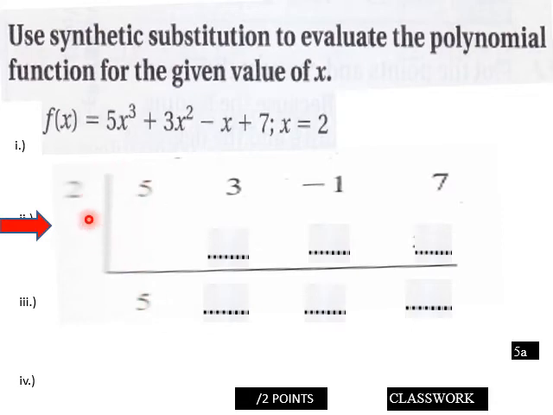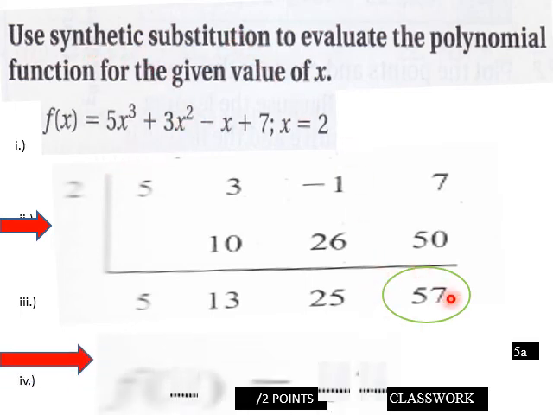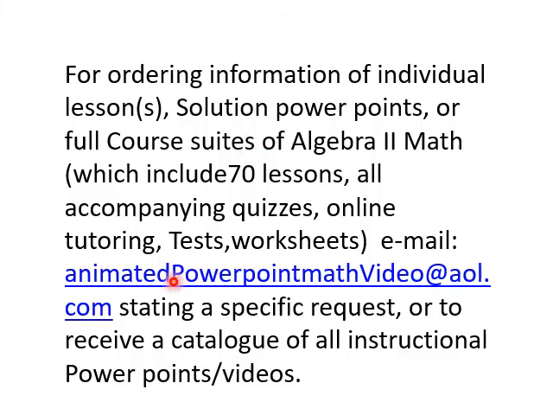So we drop this down, and then 2 times 5 is 10, then we add, we have 13. 2 times 13 is 26, and then we add, we have 25. And then 2 times 25 is 50, then we add, we have 57. So here's our solution for plugging into this polynomial using synthetic substitution: 57. So f of 2 would equal 57 for this situation here.